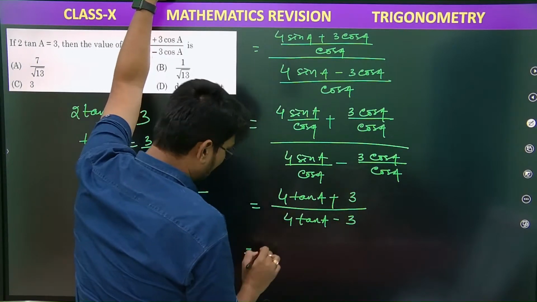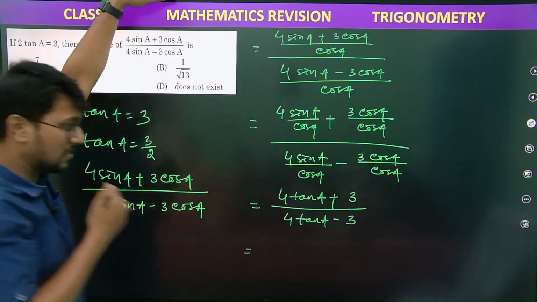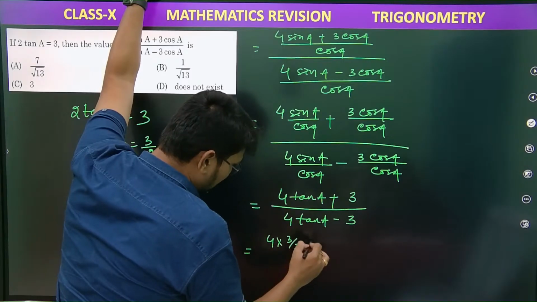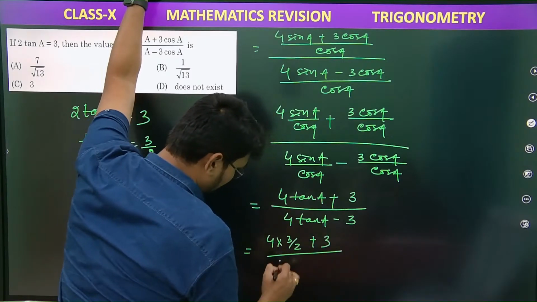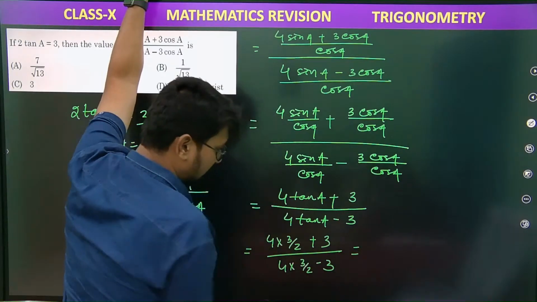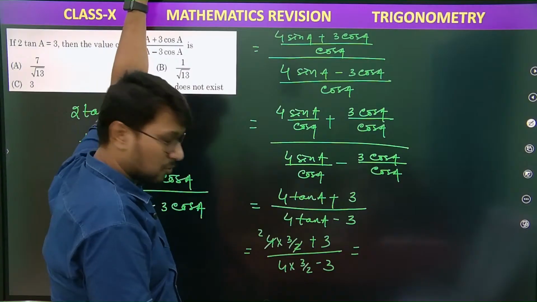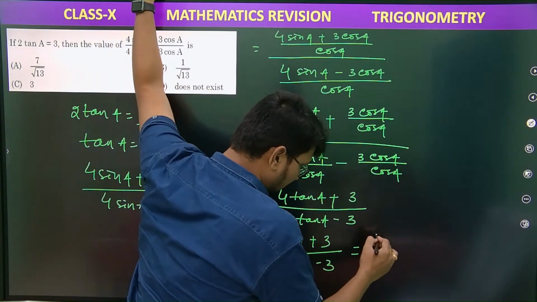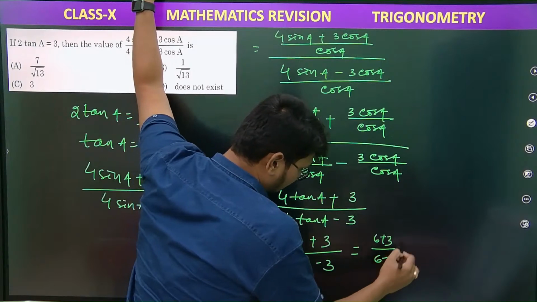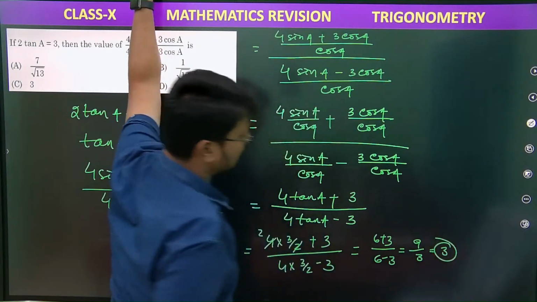Done. Everyone, now replace the tan A value, that is 3 by 2. So 4 into 3 by 2 plus 3, divided by 4 into 3 by 2 minus 3. How much is that? Bolo. 2 fours are 4, right? 2 threes, how much? 6. 6 plus 3 divided by 6 minus 3, which is 9 by 3, which is 3. This is the final answer.